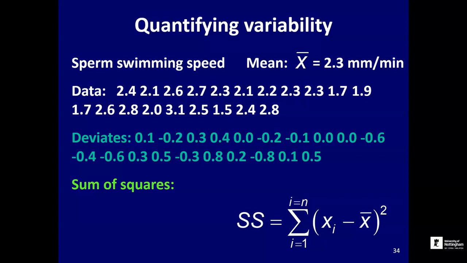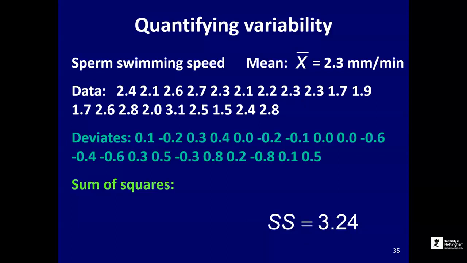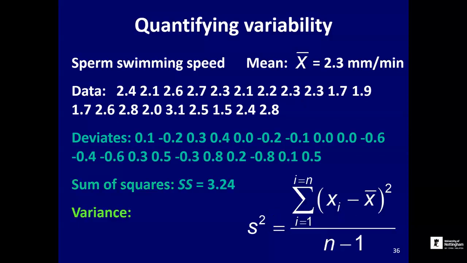But of course, that sum of squares is going to get bigger the more data we've got. So it's not really a fair measure of variability because it's affected by the sample size. So the fact that the sum of squares in this case is 3.24 is not very meaningful. It's a number that's just going to get bigger and bigger the more data we have, even though the data set isn't necessarily getting more variable just because we've got more data.